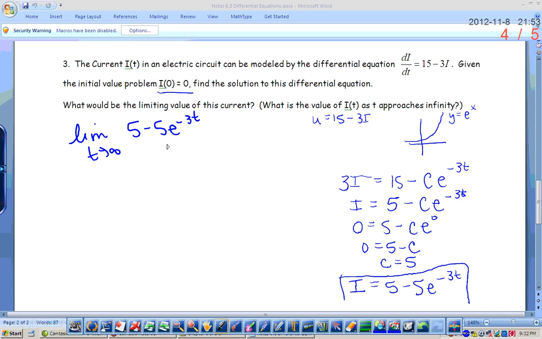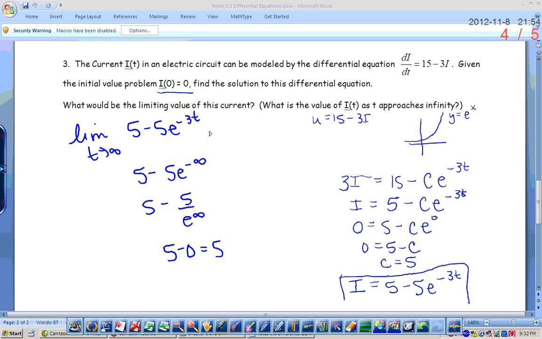Think about as t gets bigger and bigger and bigger. As t approaches infinity, this exponent is going to approach negative infinity. Negative 3 times infinity is negative infinity. So what this really is, is 5 minus 5e to the negative infinity power, which another way to think about this is 5 minus 5 over e to the infinity. Bring that e to the negative infinity down to the bottom. And now the bottom of this fraction is getting bigger and bigger and bigger. So 5 divided by a huge number is going to approach 0. So 5 minus 0 is 5.